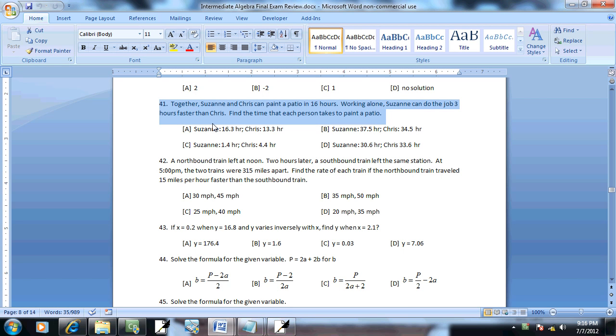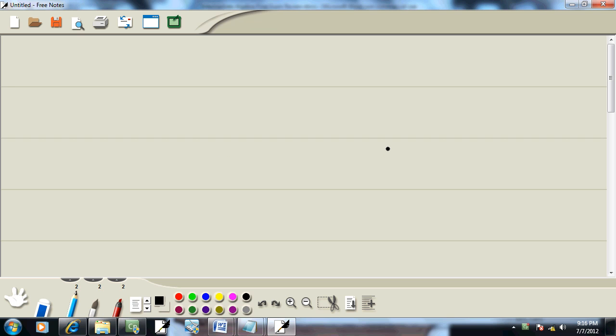Let's take a look at problem number 41. It says, together, Suzanne and Chris can paint a patio in 16 hours. Working alone, Suzanne can do the job 3 hours faster than Chris. Find the time that each person takes to paint a patio.